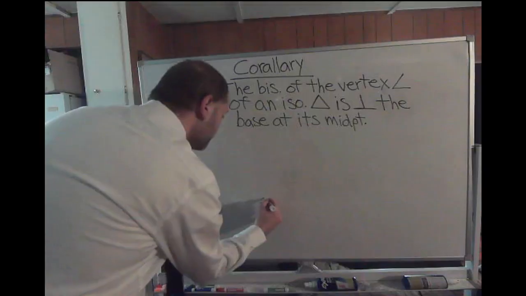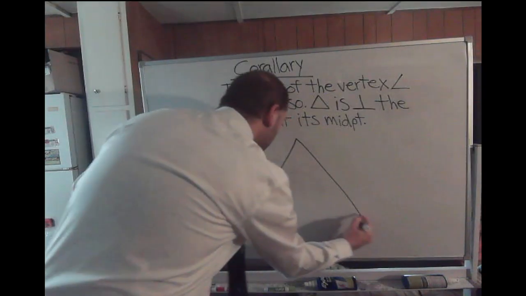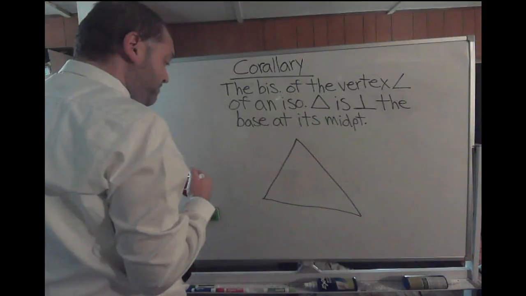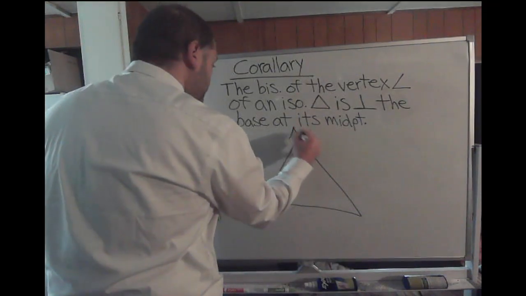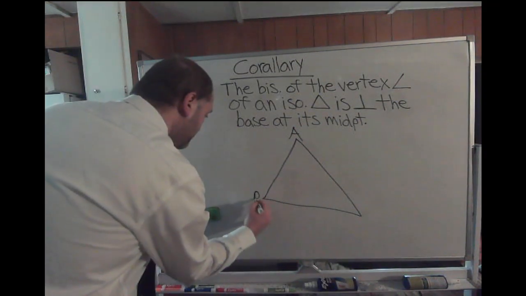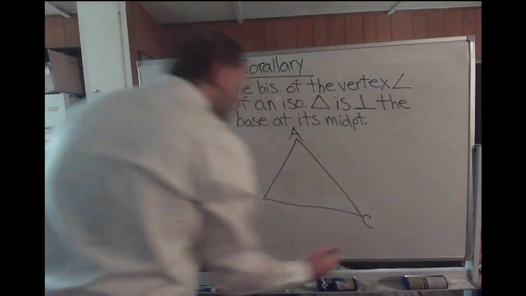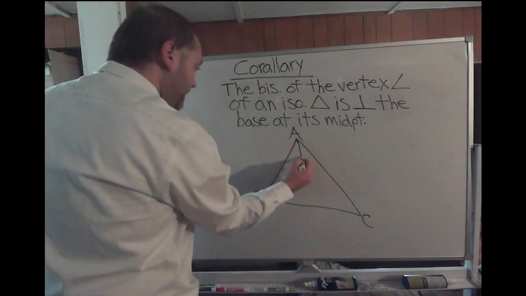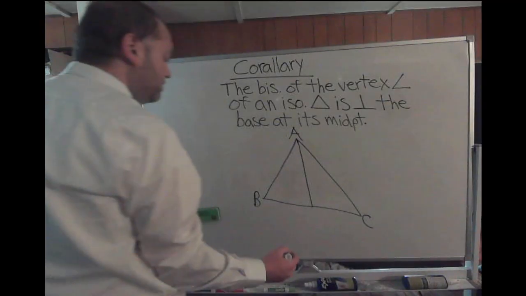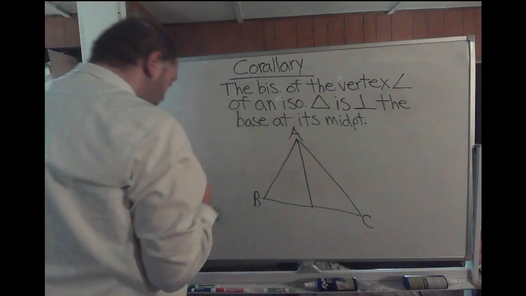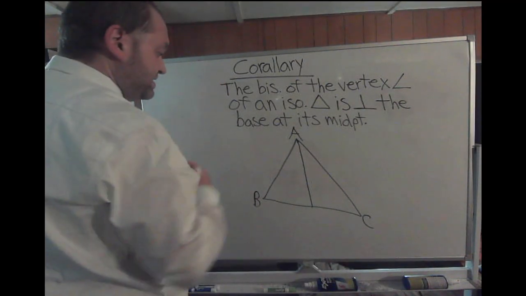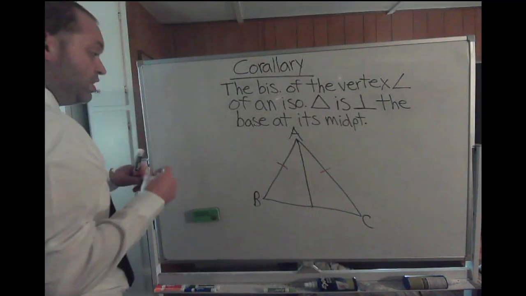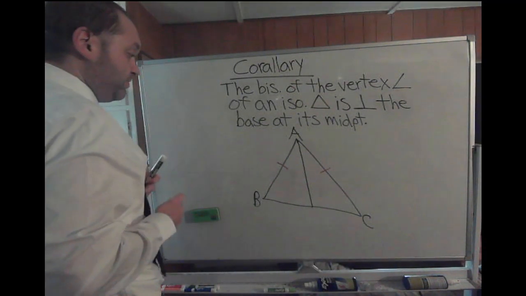Okay, so let me illustrate what that's looking like here. Oh, what do you know? We'll do triangle ABC again. This time we have an angle bisector of angle A. That's the vertex angle. We can establish that this is an isosceles triangle with AB congruent to AC.